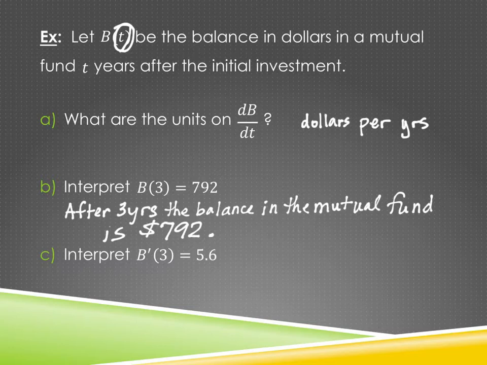But part C is different. Part C has actually got this prime notation. Now, the situation starts out much the same. We still say after 3 years. It's always, what comes next? It was the balance in the mutual fund. It's still the balance of the mutual fund.